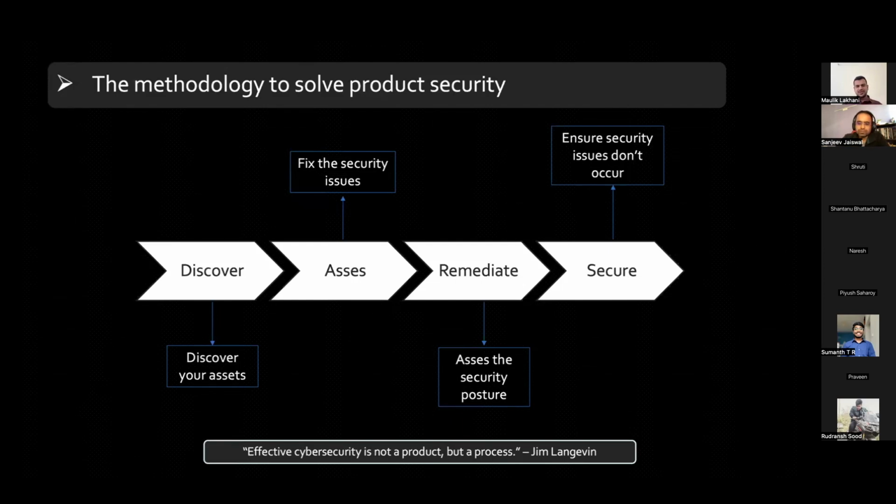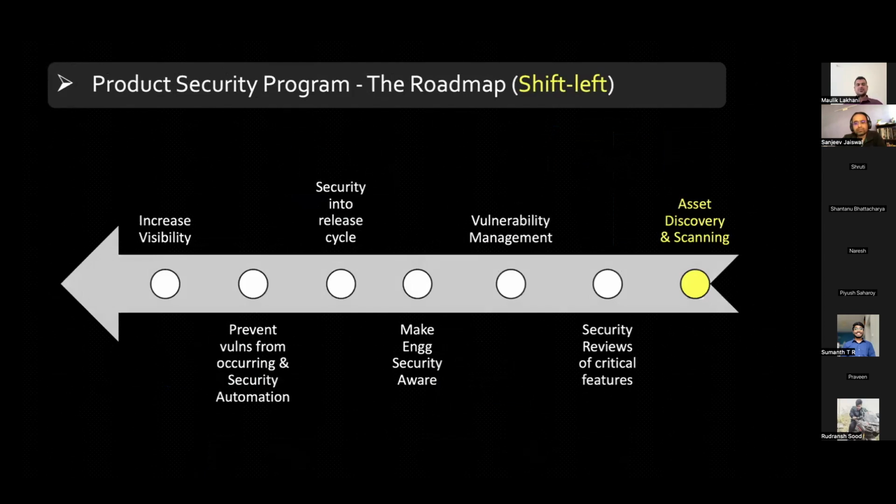So you discover all of your assets and then you perform a security assessment of those assets. You fix those security issues. Then you assess the overall security posture of the organization in terms of application security and product security. And then you start going towards secure, which is to ensure that security issues don't occur in the first place. So you discover, then you assess, you fix, and then you go for security. So let us try to convert this very simple methodology into a proper product security program roadmap.